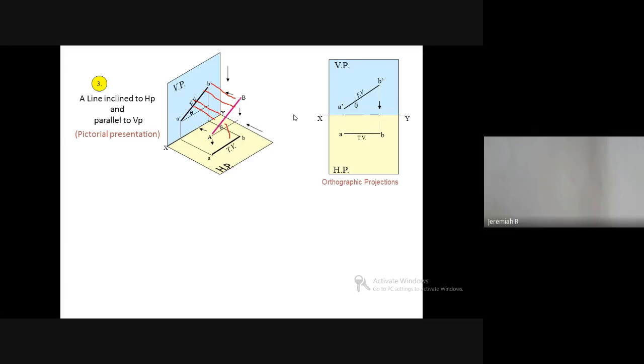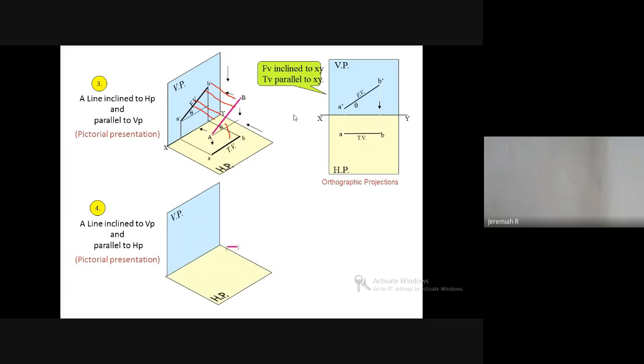This is case number 3, and now case number 4. A line is inclined to the vertical plane, but parallel to the horizontal plane. When you say inclined to VP, so this is inclined to vertical plane. When you say parallel, the distance should be equal. Parallel to horizontal plane.